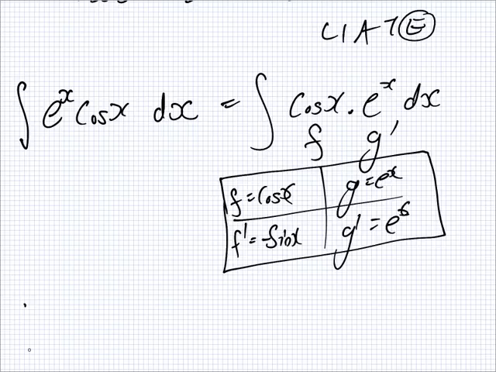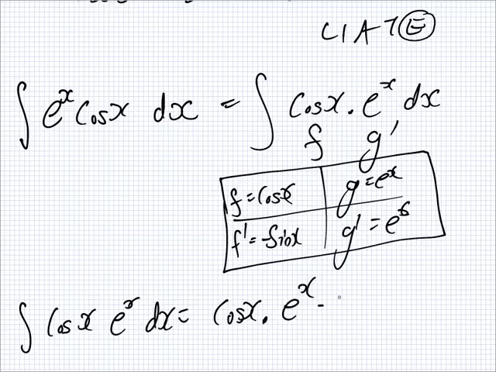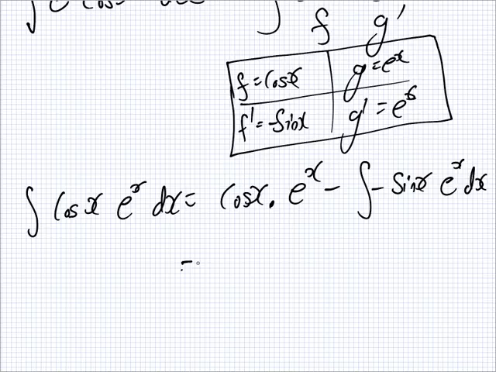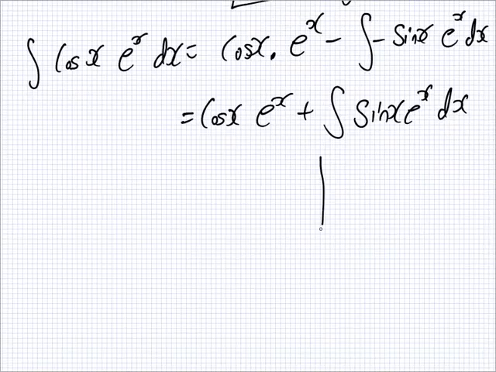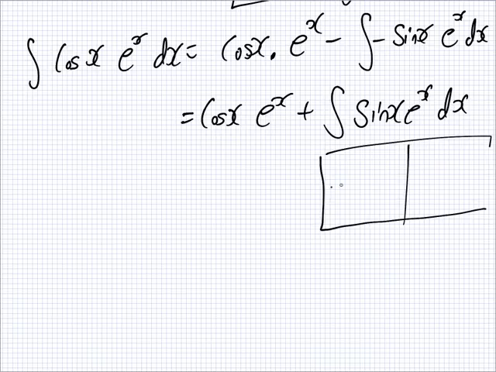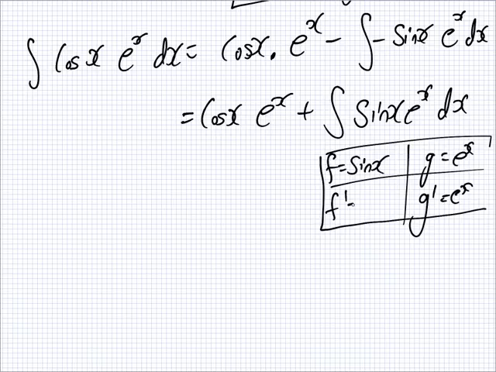Okay, so now we have the integral of cos x ex dx equals f g minus f derivative g. So take the minus out, correct? Yep. Cos x ex plus the integral of sin x ex dx. So we need the rule again. G derivative is ex and g is ex. F is sin x and f derivative is cos x. Yeah.